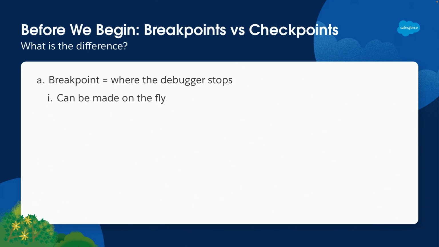When you're using the replay debugger, these can be modified on the fly. So you can make another one below where you're at in the code to play until that breakpoint. We'll see that in action in the demo.